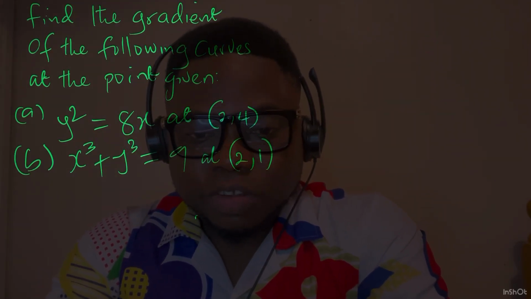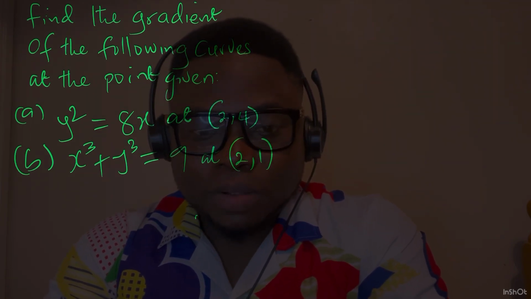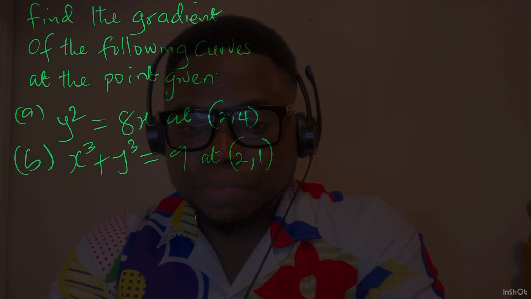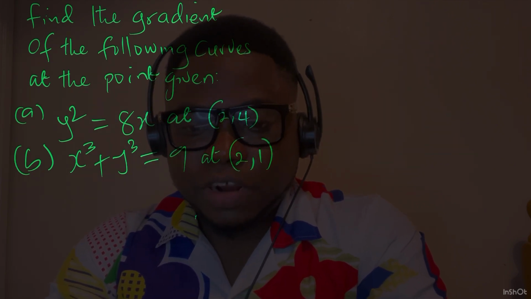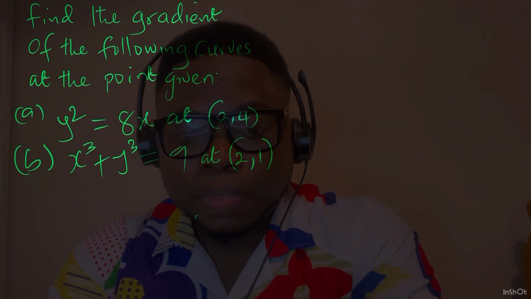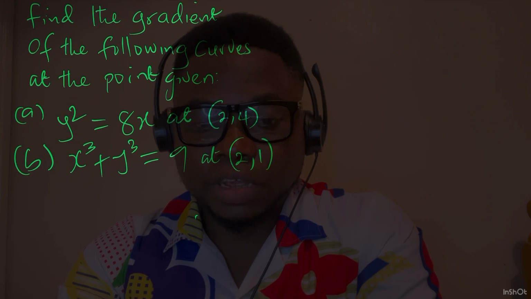In my last video, I talked about how to differentiate implicit functions. Today, still on implicit functions, I'm going to be talking about how to find the gradient of a curve at a point. And we know that the gradient of a curve is actually changing y over changing x.